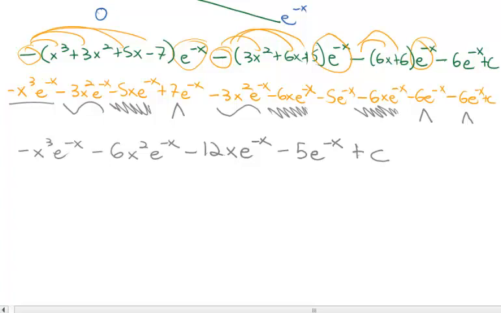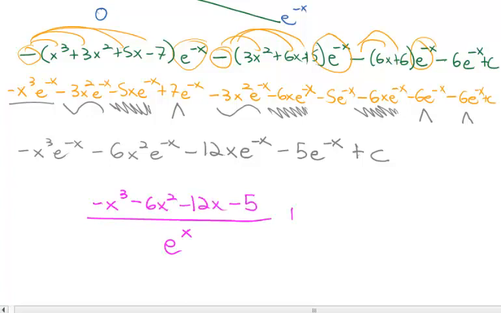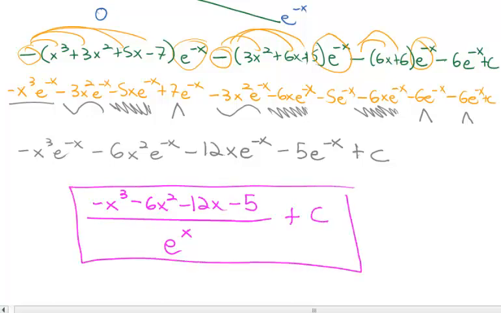And since they all have an e to the negative x on them, we can bring all of those e to the negative x's out front, and we're left with negative x cubed minus 6x squared minus 12x minus 5 plus a constant. And it has now been simplified. We now have our integral. That is a great problem.